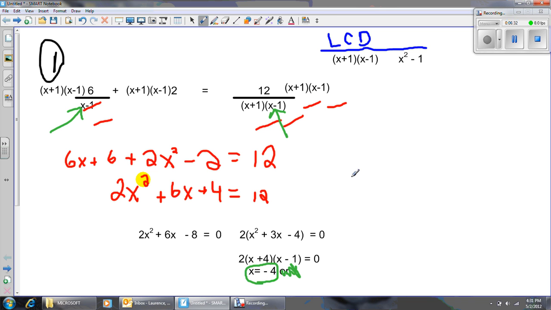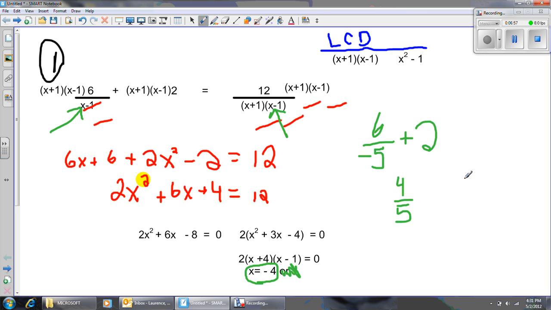You can test it. You can do 6 over negative 4 minus 1, which is negative 5. I'm substituting it back into the original equation. Plus 2, which this is negative 1 and 1/5, right? Plus 2 will be 4/5.